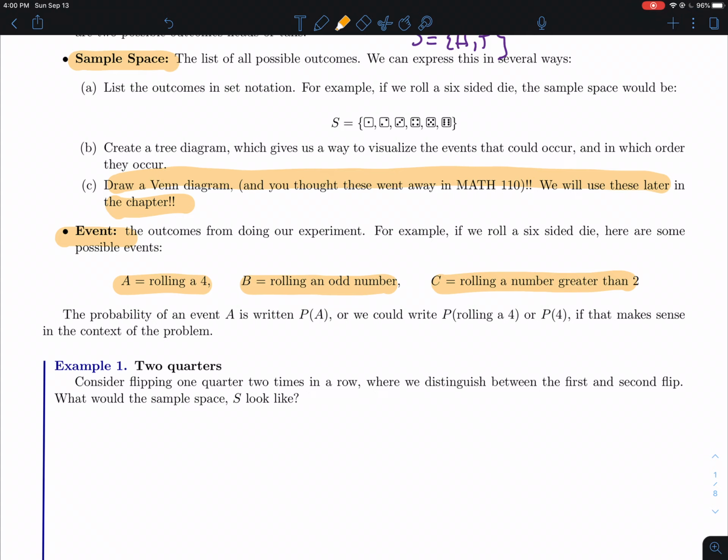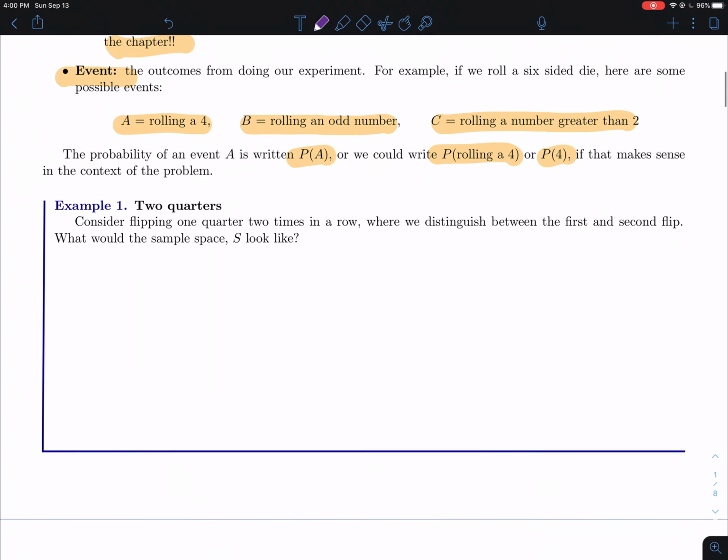The way we write the probabilities: the probability of an event A occurring is written as P of A, or you could write out the whole thing, probability of rolling a 4, or if it makes sense in the context, you could write it as just P of 4. For the first couple of examples, we want to write down what the different sample spaces would look like, and then we'll get to actually calculating the probabilities in a little bit.